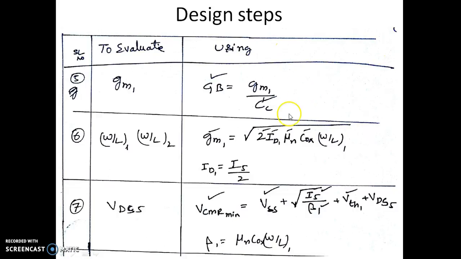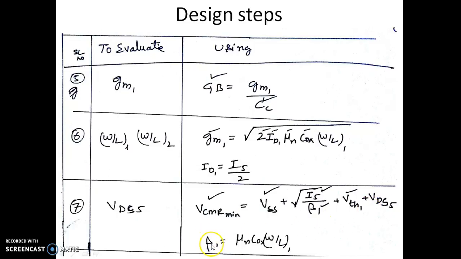This can be estimated using the equation for VCMR minimum, that is the common mode input range minimum voltage, which is given by the equation we derived in the previous video: VSS plus under root of I5 by beta 1 plus VTH 1 plus VDS5. Here we know everything except VDS5, so you can easily estimate VDS5.